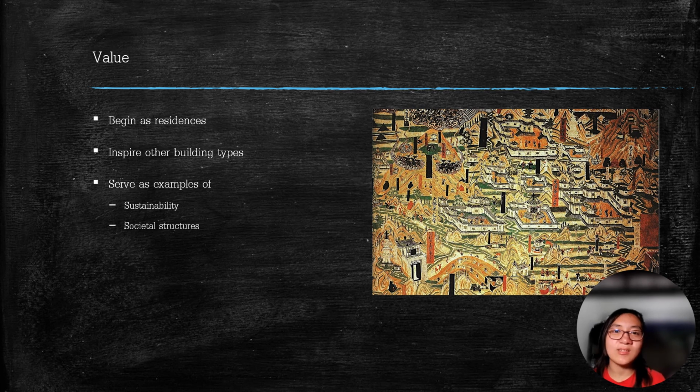Vernacular architecture is continually being researched by people today who want to implement its wisdom into contemporary projects. It has historical value as it is prevalent in the domestic dwellings and also inspired other building types, such as mausoleums and civil structures. They can be studied as examples of sustainability, and they serve as evidence of societal structures.